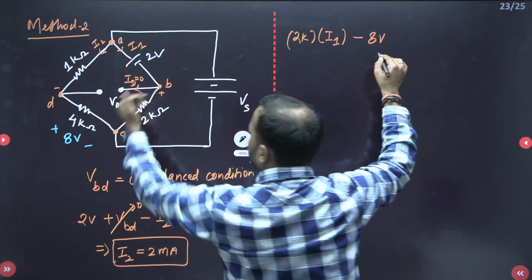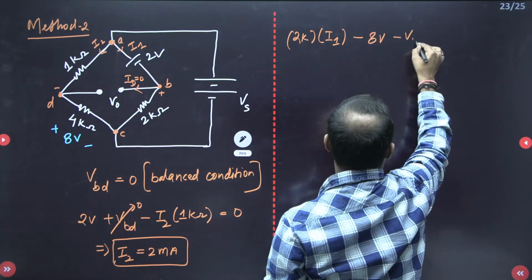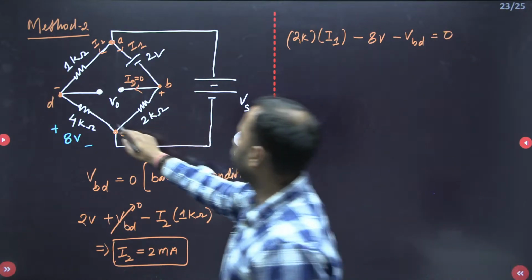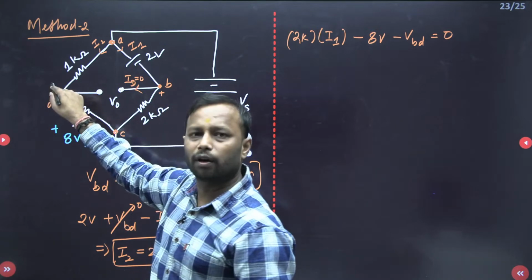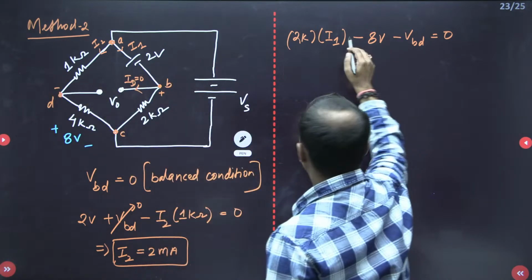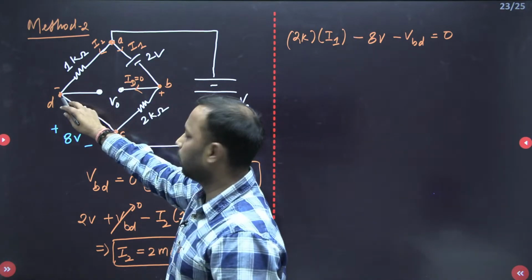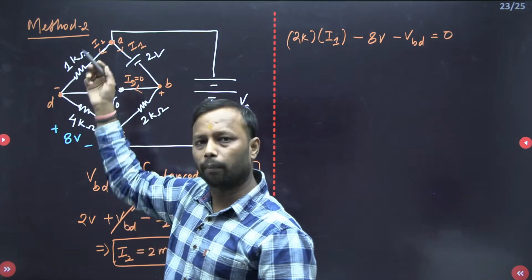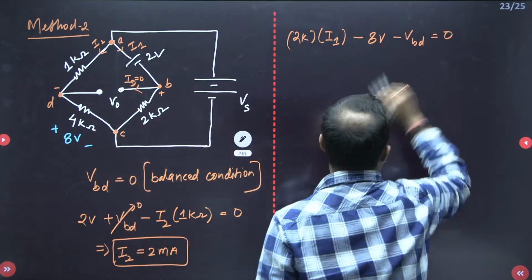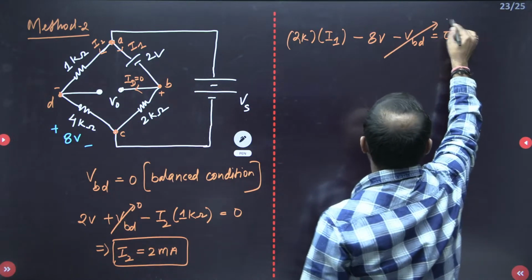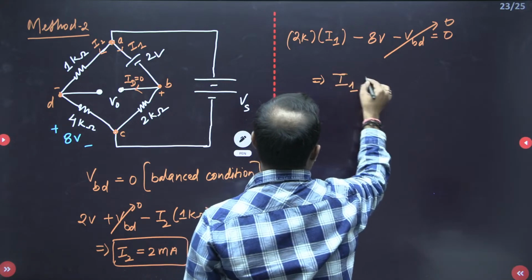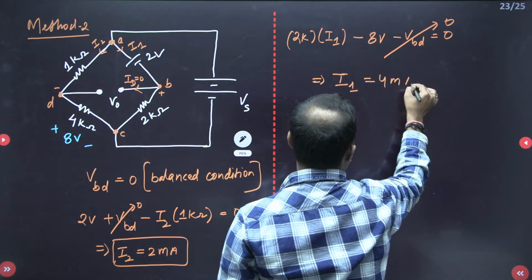And in this direction minus VBD equal to 0. Because when I move, this negative point will come first. So that is why I have written minus. And why did this minus come? Because here the current direction is from up to down and I am moving down to up. So opposite, therefore negative here. So 0. Since the bridge is balanced, from here I will get I1 value as 4 milliampere.